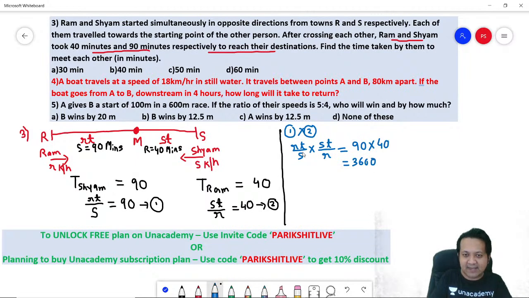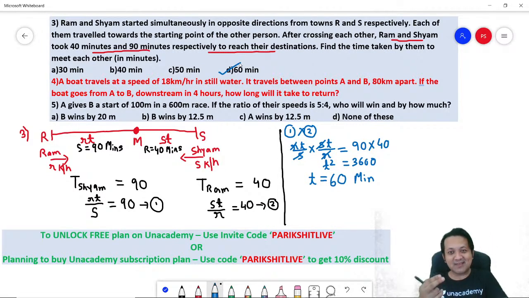So S cancels out, R cancels out. What you basically get is T square is 3600. Remember, T is the time, so it cannot be negative. It obviously has to be only positive. So if T square is 3600, T has to be 60 minutes. That's your answer.